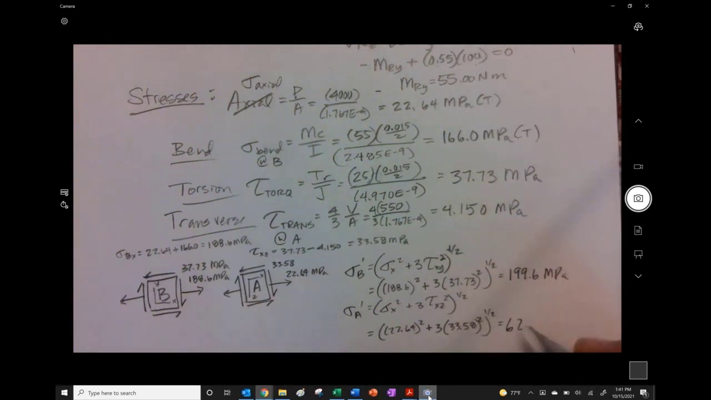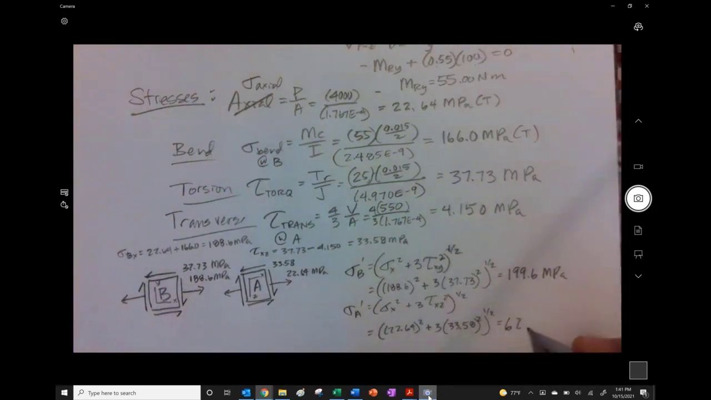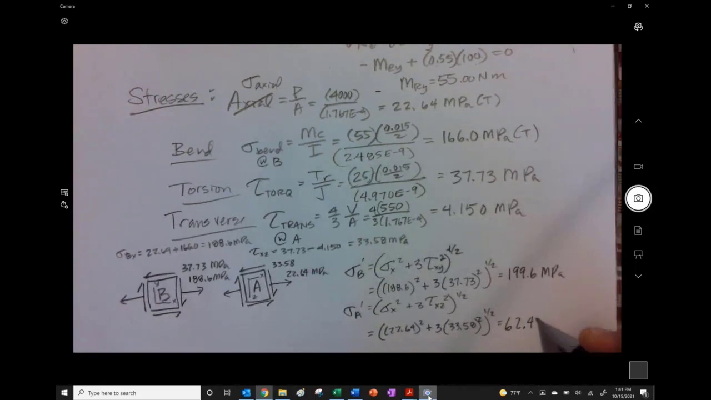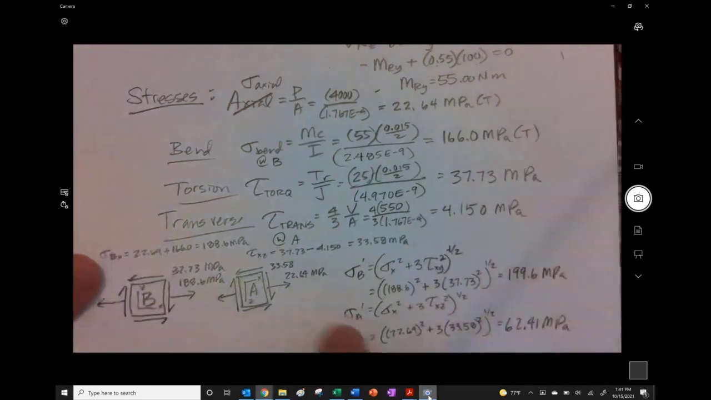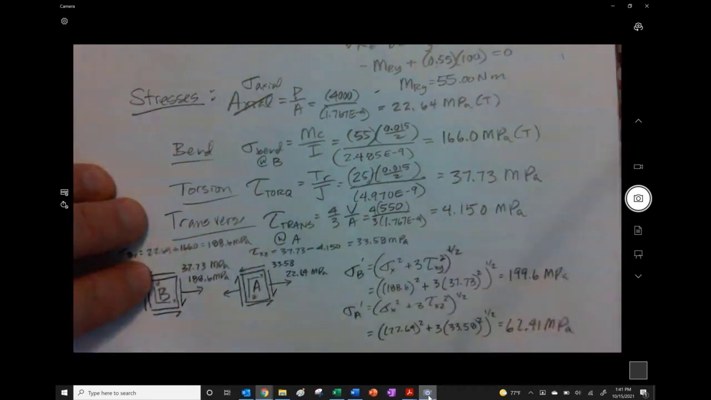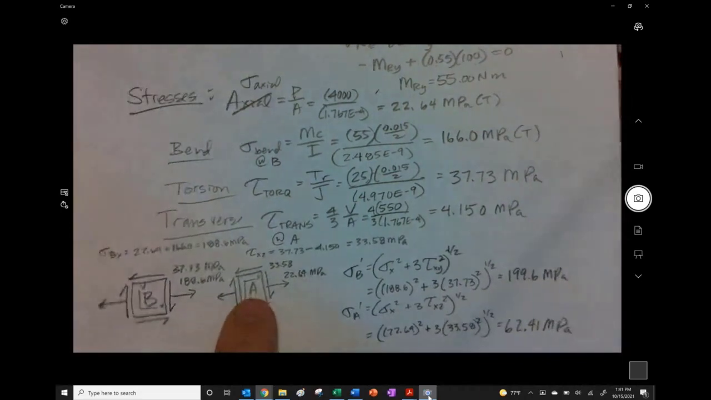And now I'm starting to think that maybe I forgot to do the 3 up here. I was moving too fast. So let me double check this one. 188.6 squared, 37.73 squared, 3 times, plus, square root. No, I got it right. Okay, I remember. And you don't need to say tension or compression when it comes to this, because it's always just a value, right?